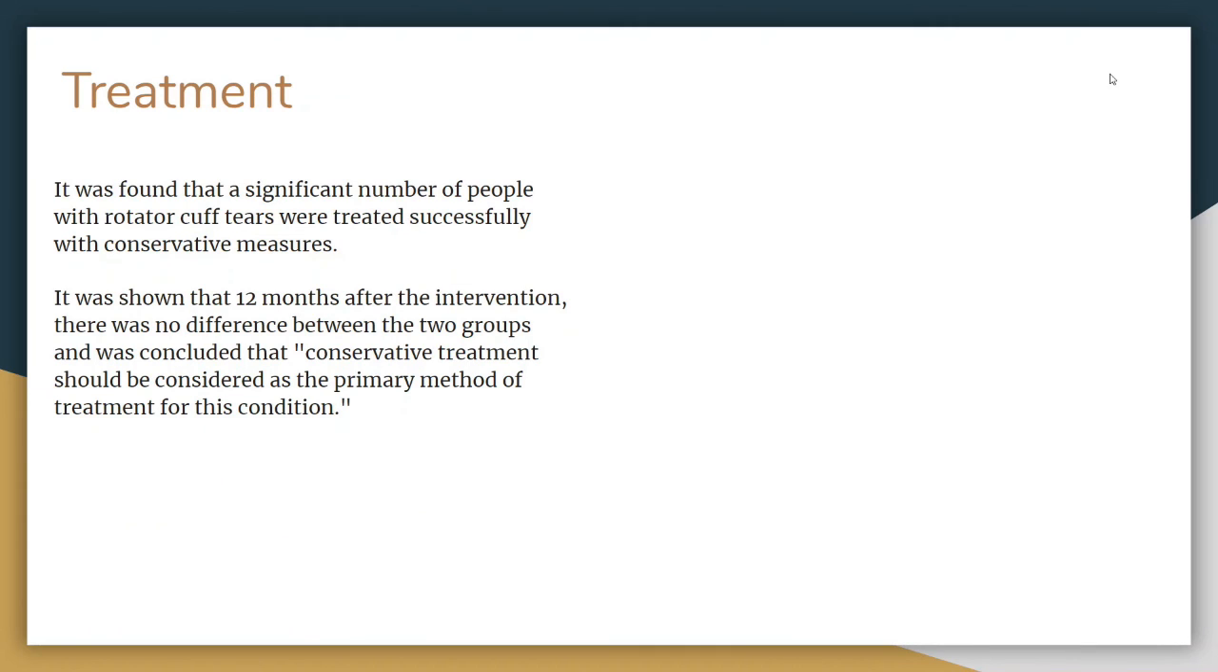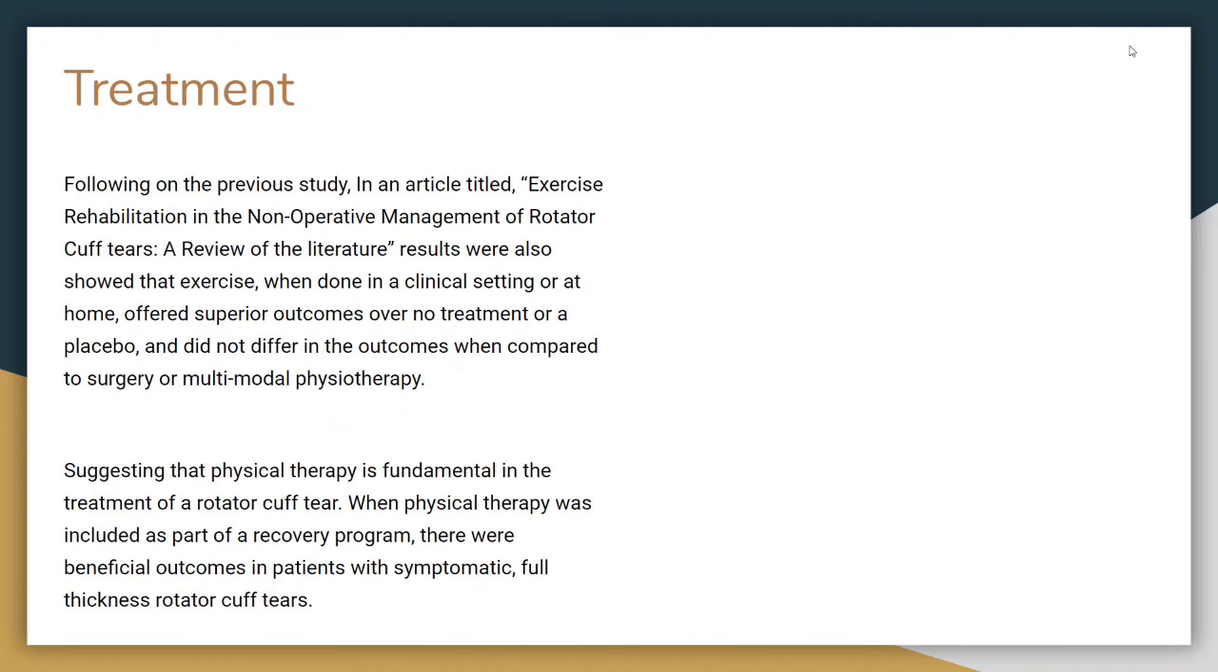For the results, it was found that a significant number of people with rotator cuff tears were treated successfully with the conservative measures, but it was also shown that 12 months after the intervention, there was no difference between the two groups, and it was concluded that conservative treatment should be considered as a primary method of treatment for this condition.